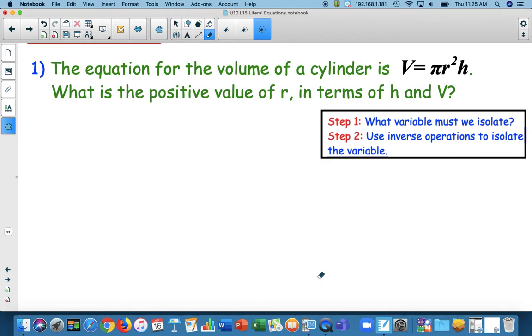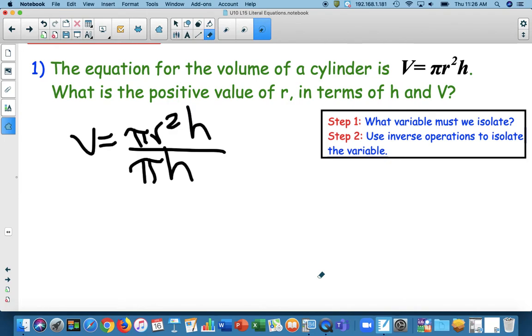All right, so we have V equals pi r squared h. Now remember, guys, when everything is next to each other, if you don't see a plus or a minus sign, that means that all of these are being multiplied. So if I want r by itself, and I know everything's being multiplied on the right side, I'm going to do the opposite of multiplication. I'm going to divide by both terms because I can do that if it's all being multiplied. I don't see a parenthesis, so I'm not confined to any restrictions here. So I divide both sides by pi h.